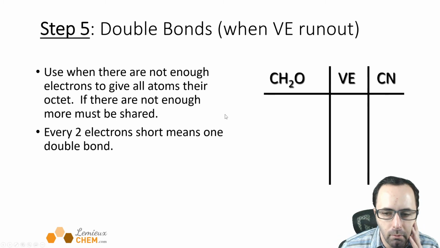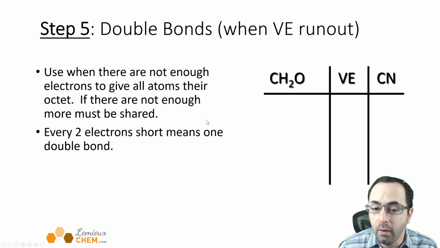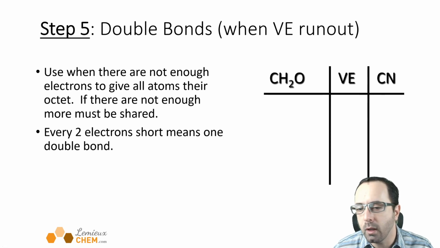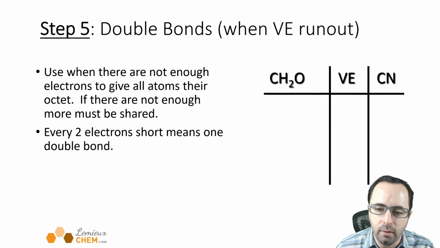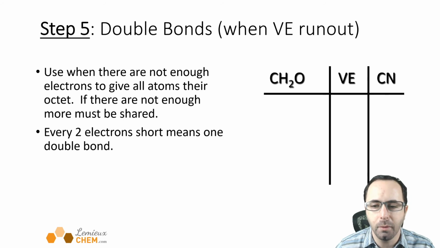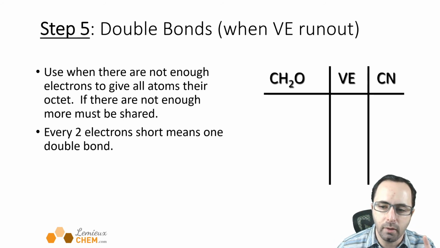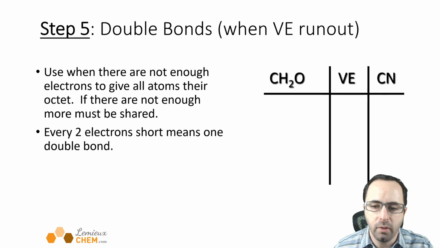So let's follow our 5 steps here. Remember, we're going to follow these 5 steps every time. The way you get yourself into trouble is not following these 5 steps. Make sure you follow them. Step 1, count our valence electrons.